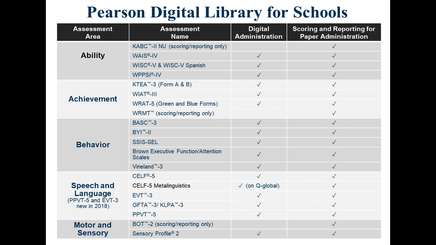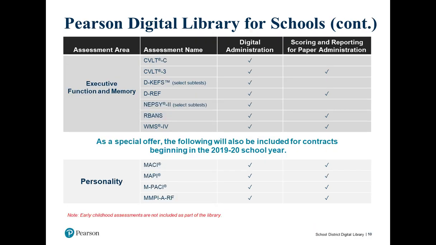So some of these measures, like the Wechsler scales and the KTEA, are available on Q Interactive with that iPad-based assessment, while other measures like the KBC2NU are only available through Q Global. So some measures like the SELF, the Goldman-Bristow, the PPVT, they can be accessed through both Q Interactive or Q Global because there's digital stimulus books and manuals available on Q Global.